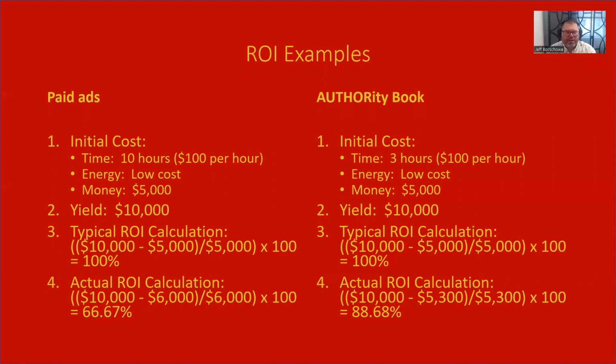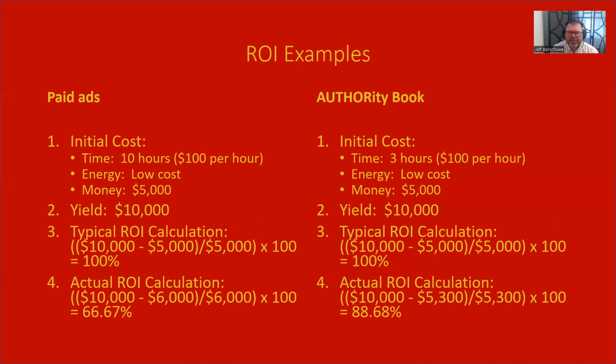And the initial cost for a paid ad is, as an example, it might take you 10 hours of your time at $100 an hour. So that's $1,000. It's not going to take a lot of energy. So I'm going to say it's low cost. And in this case, we'll just ignore energy because it's about the same on both. Actually, I would say on the authority book, it adds energy.